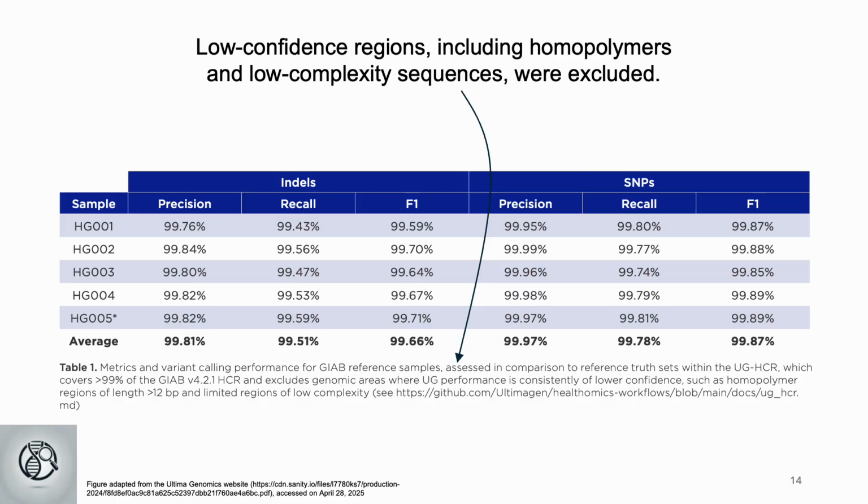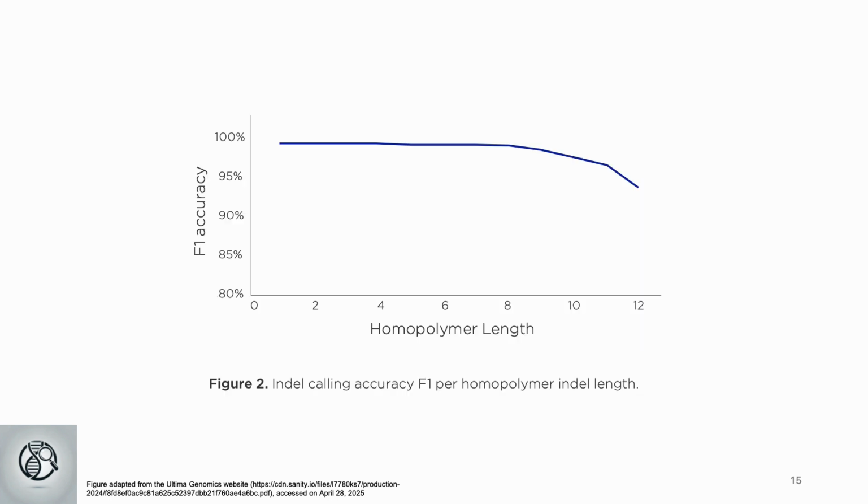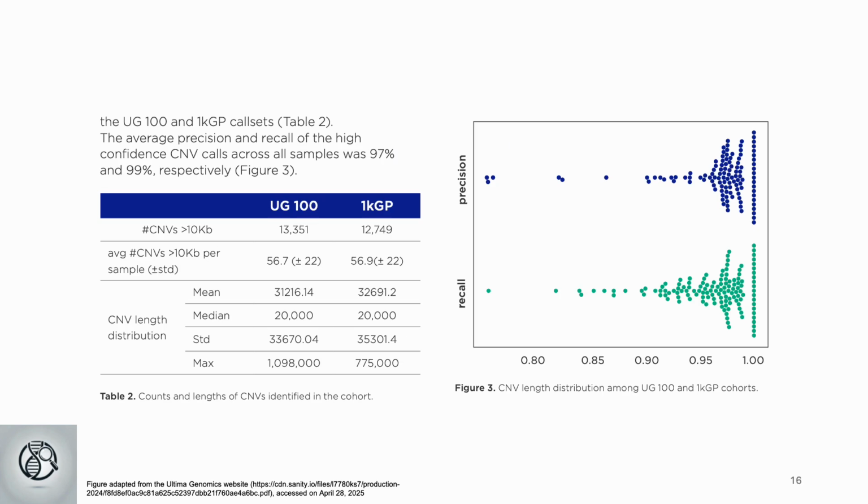It's worth noting that in their benchmarking, Ultima used a modified version of the GIAB HCR high confidence region, which excludes certain low confidence regions, specifically long homopolymers. That's because their flow-based sequencing currently struggles with reliably detecting homopolymers longer than 12 bases.